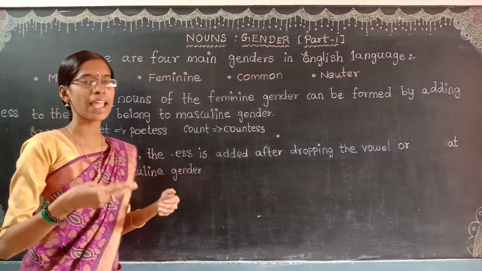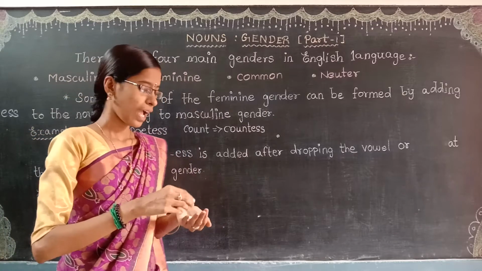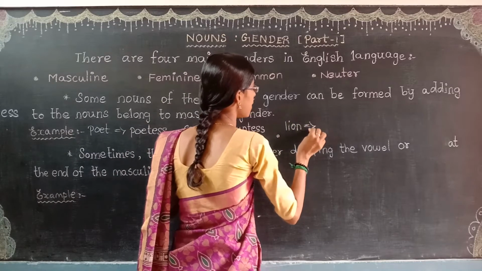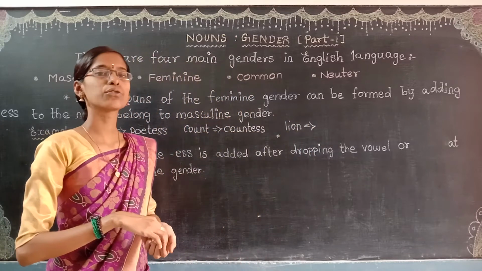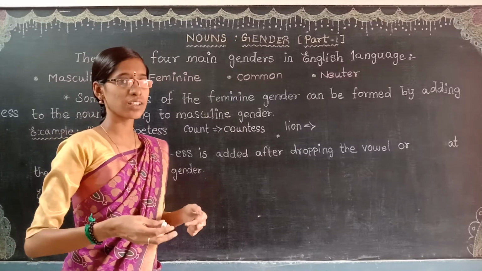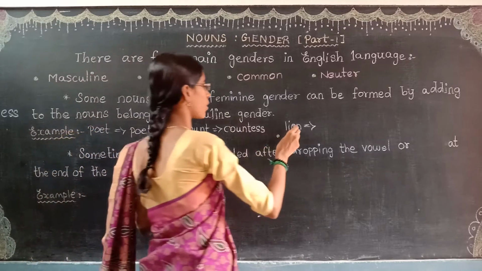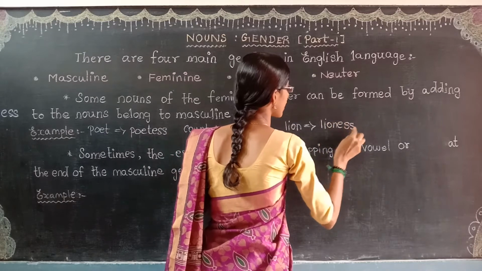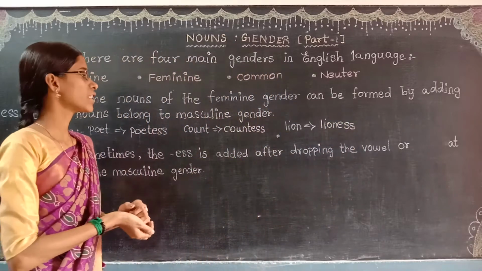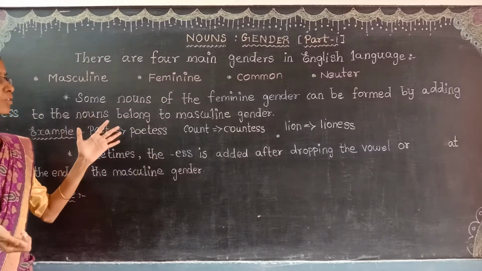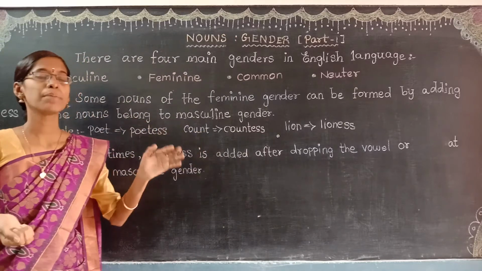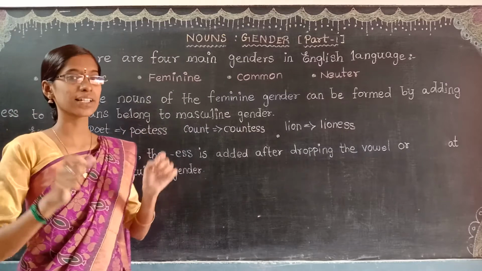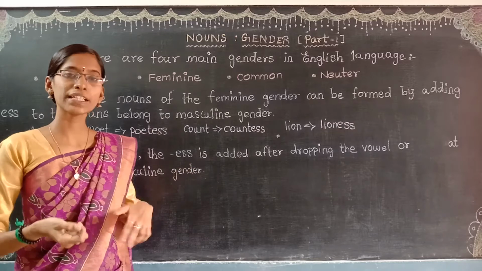Now we will see some examples related to animal. I already told you, right? Lion. So lion is a masculine gender, right? And to change it to feminine gender, we can just add ESS to the word lion. So lioness. So it is a feminine gender. So this is our first rule. Some of the nouns of the feminine gender can be formed by just adding ESS to the nouns belonging to masculine gender.